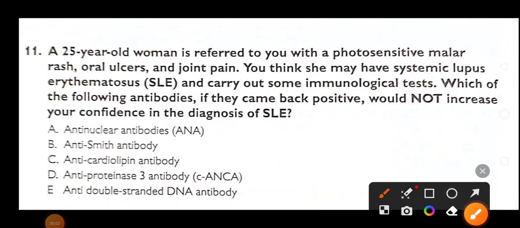Hello friends, today we are going to discuss rheumatology MCQs for MRCP part 1, numbers 11 to 20. MCQs 1 to 10 were already discussed.